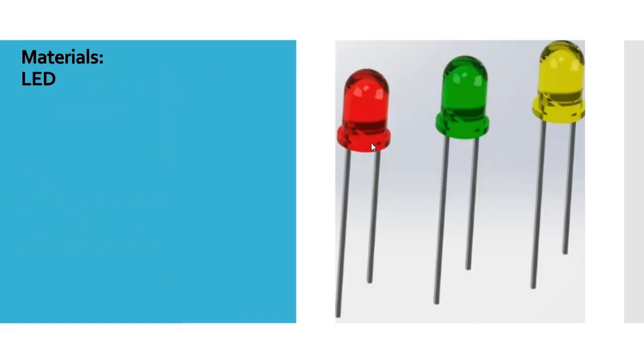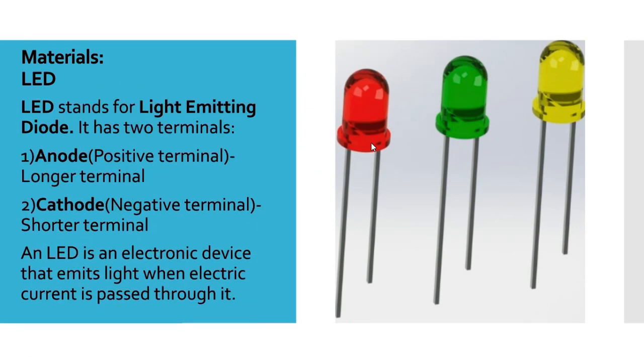The next material is the LED, which is the main part of our circuit. LED stands for light emitting diode. It has two parts. The longer one is known as the anode, the positive terminal, and the shorter one is the negative terminal, the cathode. An LED is an electronic device which converts electric energy into light energy by emitting light when electricity is passed through it.